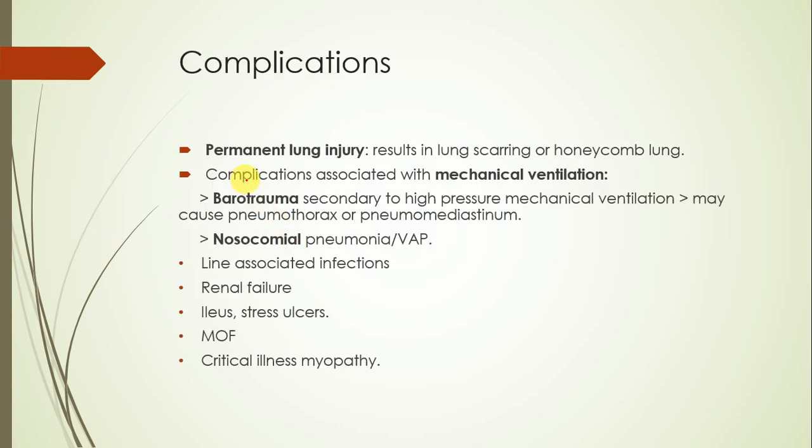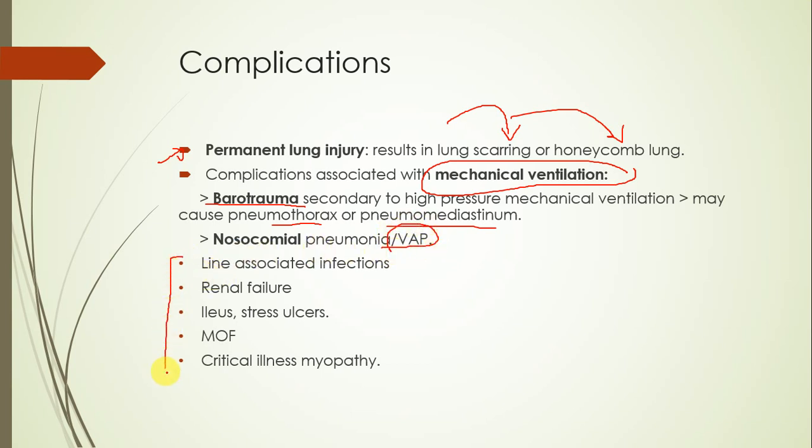There are some complications that might happen, and the one that we fear most is permanent lung injury, which especially happens when someone doesn't get the treatment at a very early period. And this can lead to lung scarring or honeycombing. And there are complications of mechanical ventilation, especially if we don't control the tidal volume well, or if the PEEP is very high, then it can lead to barotrauma, leading to pneumothorax or pneumomediastinum. And as the patient has an intubation, the tube can lead to ventilator-associated pneumonia. There are other common complications that might happen with many patients. I think they are less important.